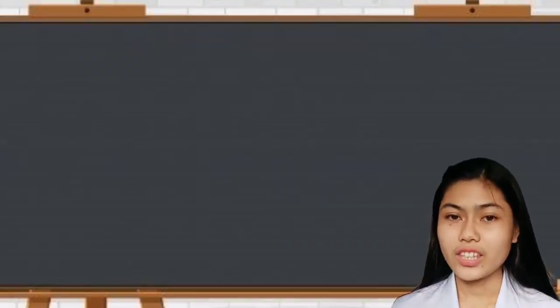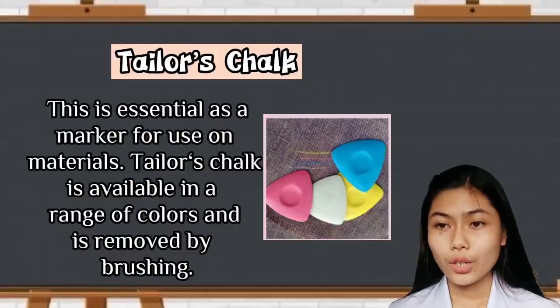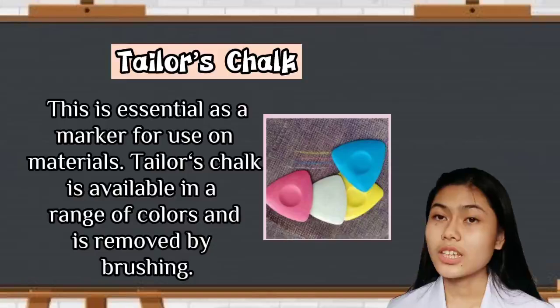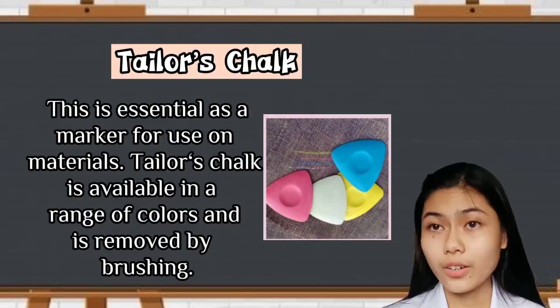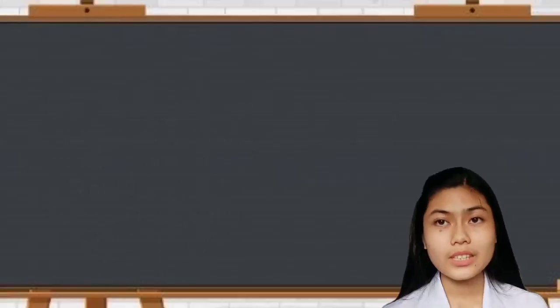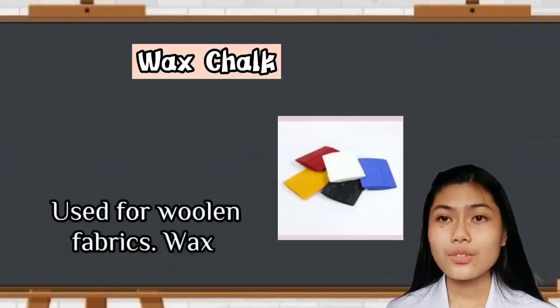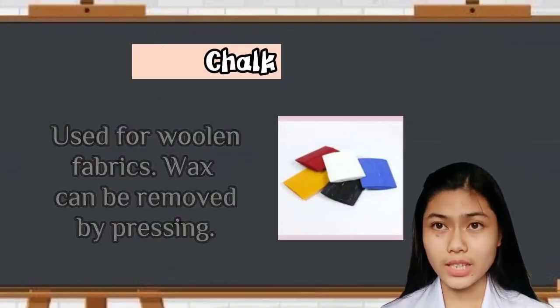Next, we have the tailor's chalk. This is essential as a marker for use on materials. Tailor's chalk is also available in a range of colors and is removed by brushing. Next, we have wax chalk. It is used for woven fabrics, and it can be removed by pressing.